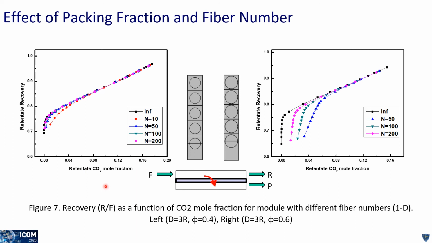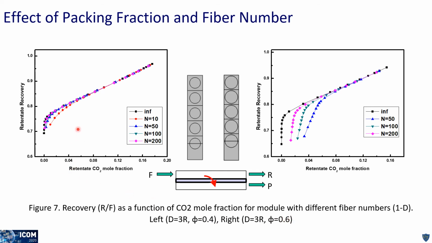And what's shown here are two figures, illustrating the recovery as a function of the CO2 composition for modules with different fiber numbers. And we're going to refer to these simulations, where we have this assumption of non-interacting equivalent flow channels, as our 1D approximation. But we're going to compare the results here for two different cases. On the left, we have a D over R equal to 3 and a packing fraction of 0.4. And on the right, we've increased the packing fraction to 0.6.